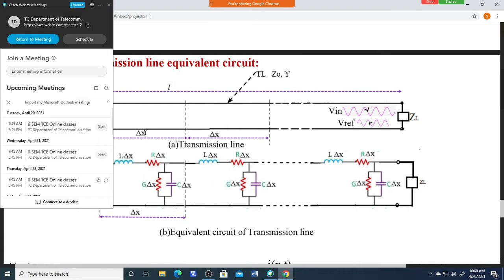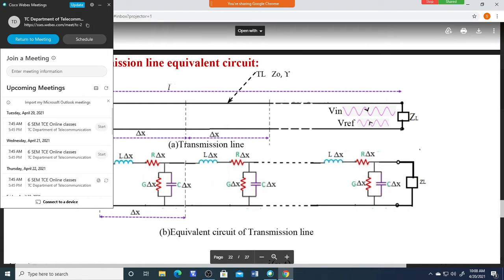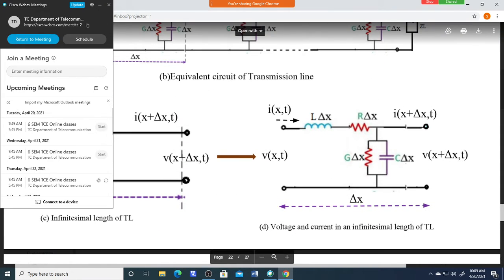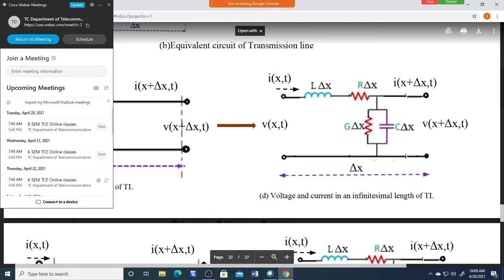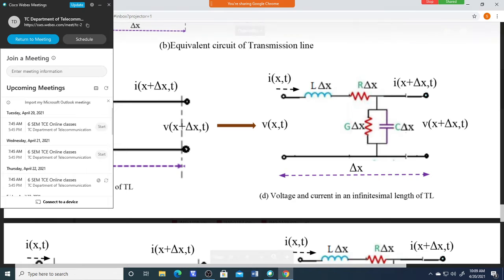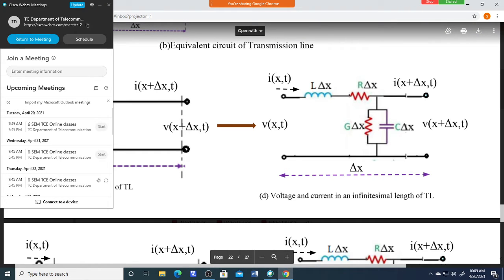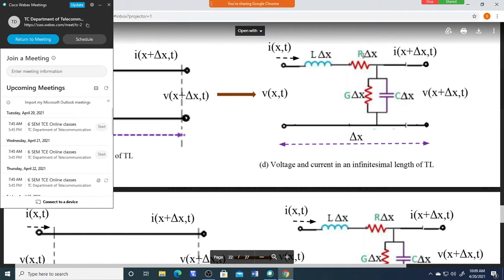So this small elemental length at RF and microwave frequency, see, like this small elemental length delta x, I have taken from here to here. It behaves like a cascade, like a combination of all these components. It has a series inductor L, as I said in the previous class, and also it has a resistance and conductance and capacitor. So these values R, L, C, G are expressed in terms of per unit length.